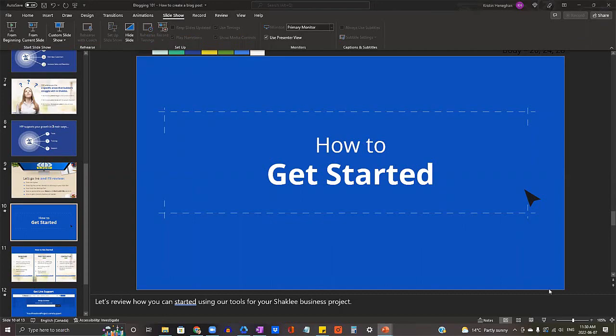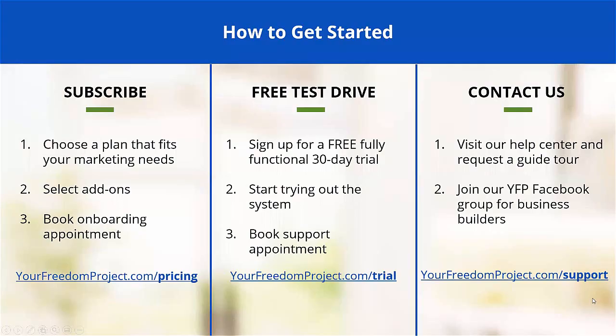but we'll make it. So if you're new to YFP and you're wondering how to get started, there's a couple ways to do that. So the first one is you can subscribe. If you already know, you're like, yes, I want to use this, you can subscribe. You can choose a plan that fits your marketing needs, select any add-ons that you need, and then make sure that you book an onboarding appointment. And you can check out pricing by going to yourfreedomproject.com/pricing.